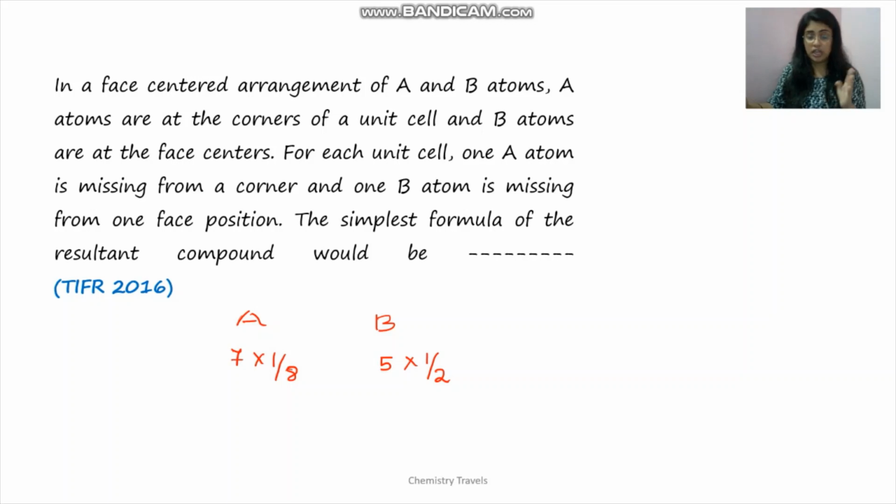Now since this is in fractions, we have to clear these fractions, and to clear these fractions, we multiply both sides with 8. If I multiply with 8, this side would become 7 and this side would become 5 into 8 by 2, that is 5 into 4, that is 20. So therefore, I can write the formula of my resultant compound as A7B20.